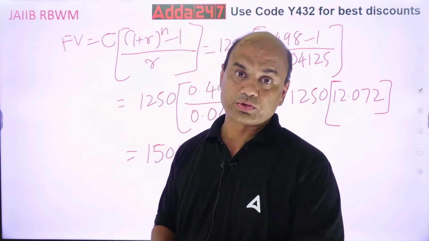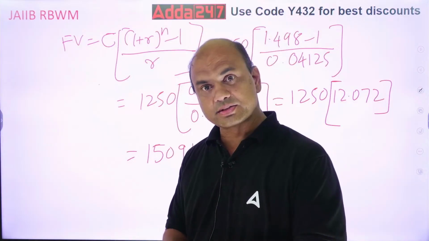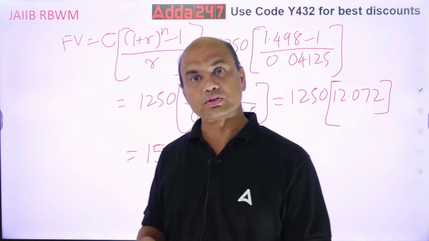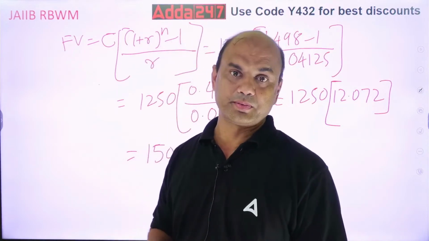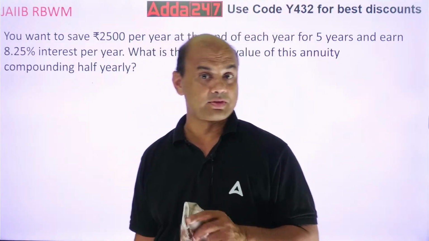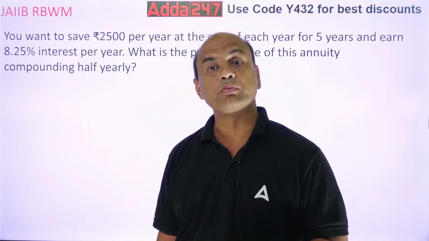In accounts, you might be having this. You might have done this, but it's a revision for you. You get the same question in accounts also. You get the same question in RBWM also. So both the subjects, you have the same numerical, similar ones. So follow it from both the angles.